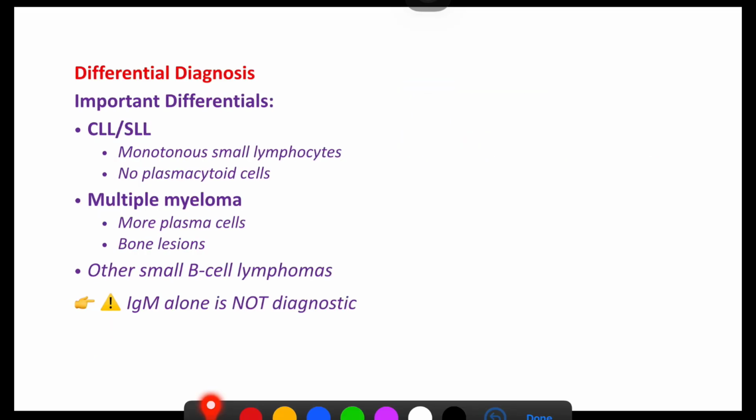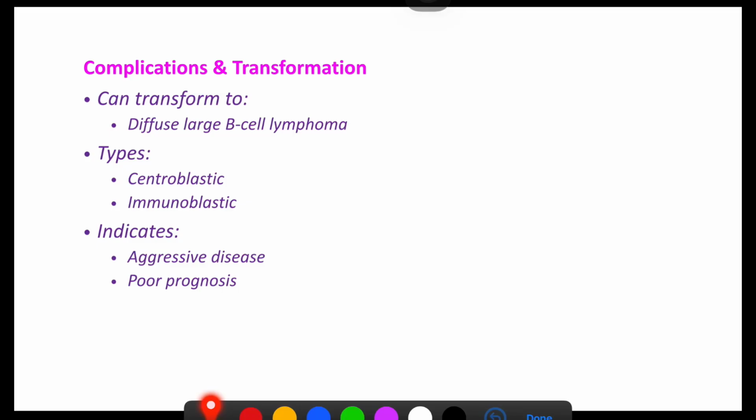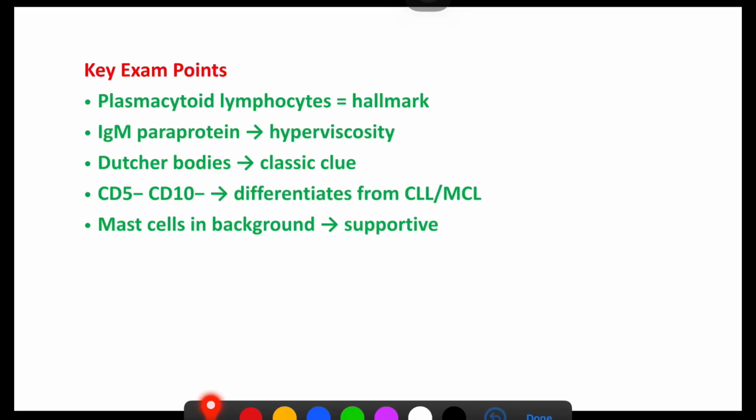So, the differential includes CLL, SLL, multiple myeloma where more plasma cells and bony lesions are there, and some other small B cell lymphomas. So, IgM alone is not diagnostic, we have to look at immunophenotyping also. And what are the complications? It can transform to DLBCL, centroblastic or immunoblastic type, and it indicates aggressive disease and poor prognosis.